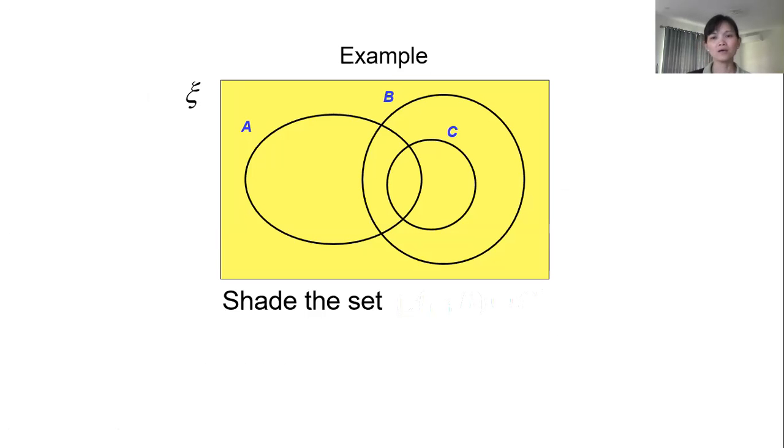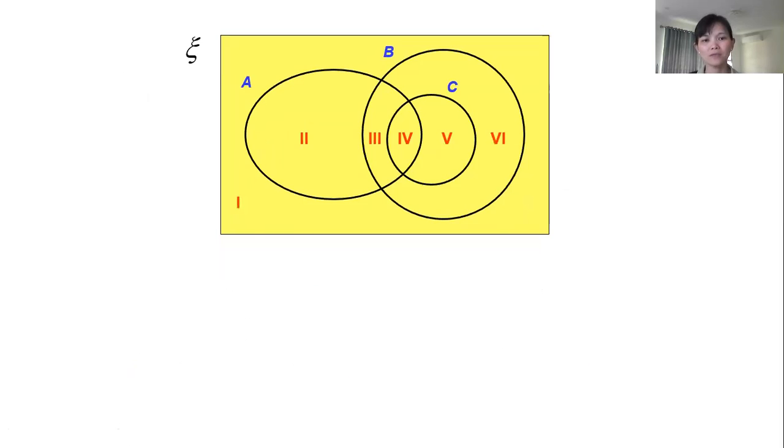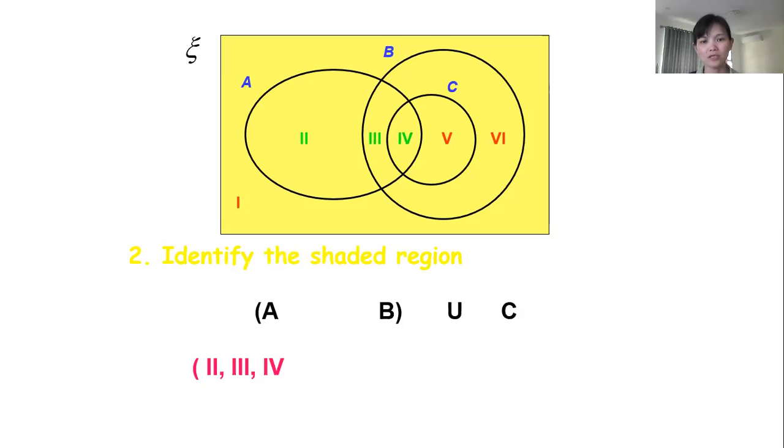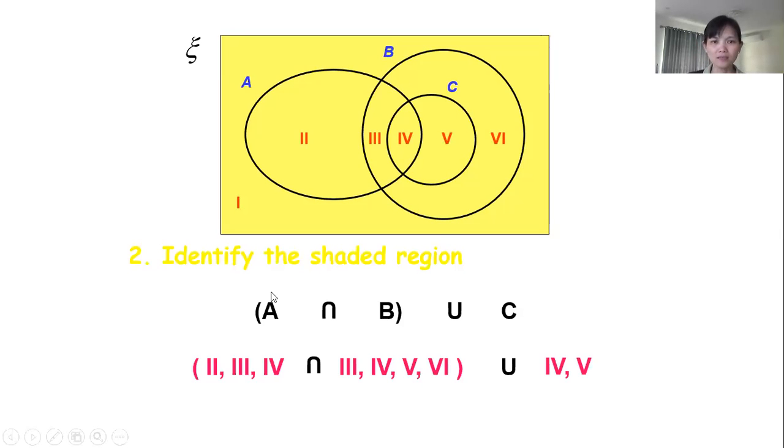Now, let us check the set. Firstly, we label each part with a Roman number: 1, 2, 3, 4, 5, 6. After we label it, we identify the shaded region. The shaded region here, we do it step by step. The Roman numbers are 2, 3, 4, so we write down 2, 3, 4.